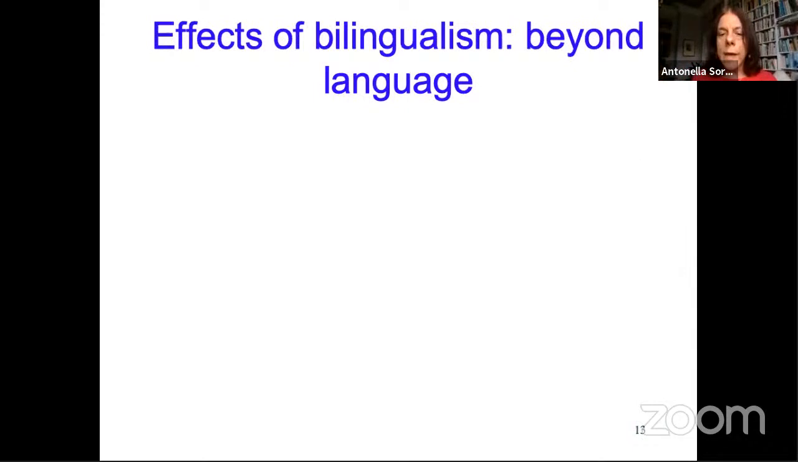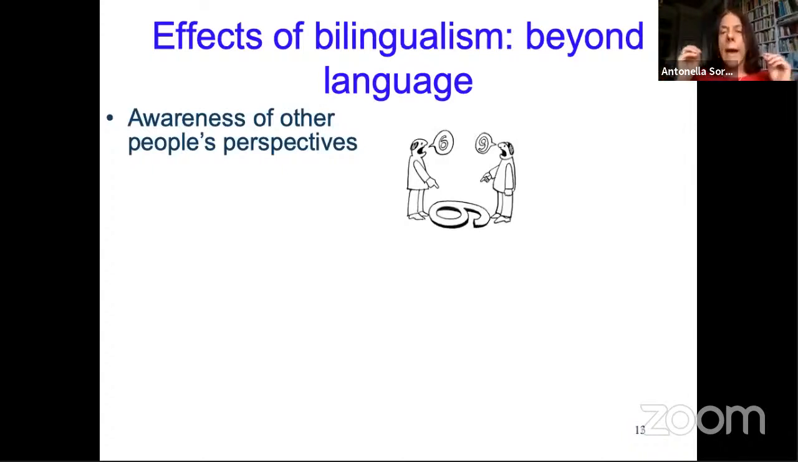Beyond language, there are very well known and discussed effects on general cognitive aspects. So for example, a better awareness that other people can have a different perspective from one's own. And this comes from an early perception by children that not everybody is bilingual, and it's necessary to choose the right kind of language depending on who they talk to. And so that means stepping out of one's own perspective and embracing another person's perspective. And this is extended more generally outside the language domain.